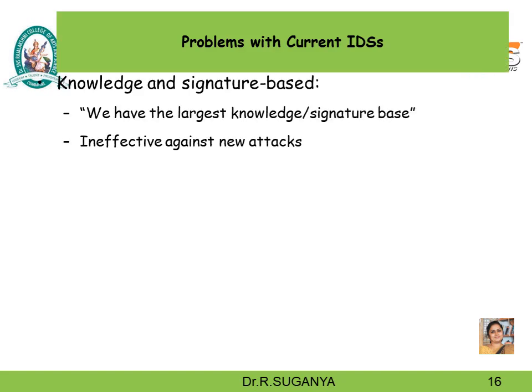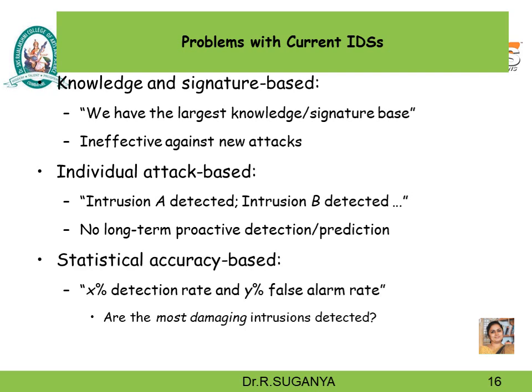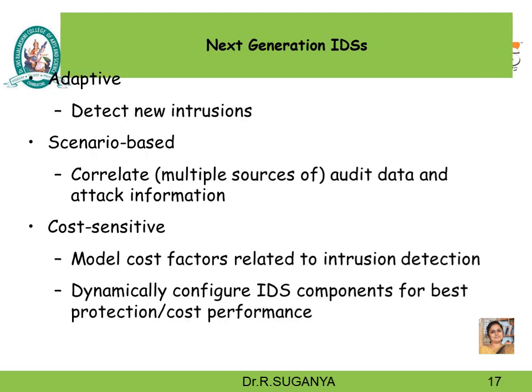Problems with the current IDS: it is knowledge and signature based, with a large knowledge or signature base, ineffective against new attacks, and based on individual attacks, like intrusion A detected or intrusion B detected. So no long-term proactive detection or prediction can be done. It is statistical accuracy based: X% detection rate and Y% false alarm rate for the most damaging intrusions detected, statistically configured.